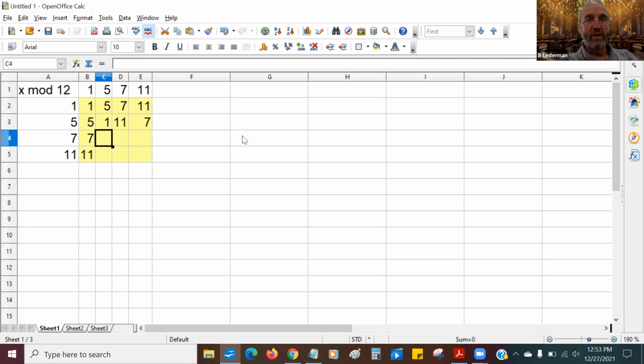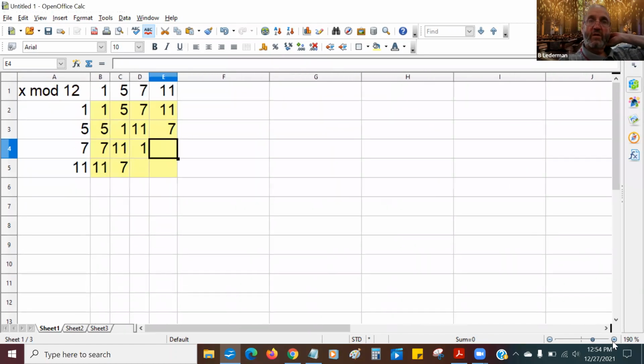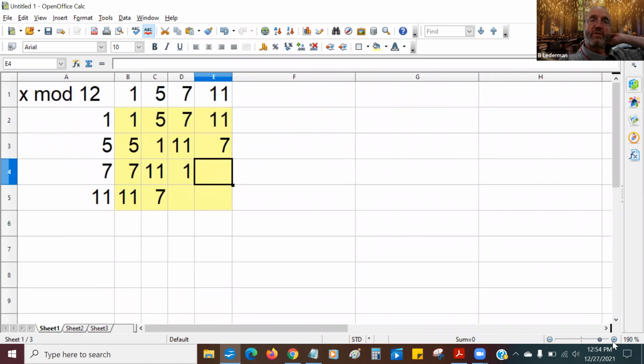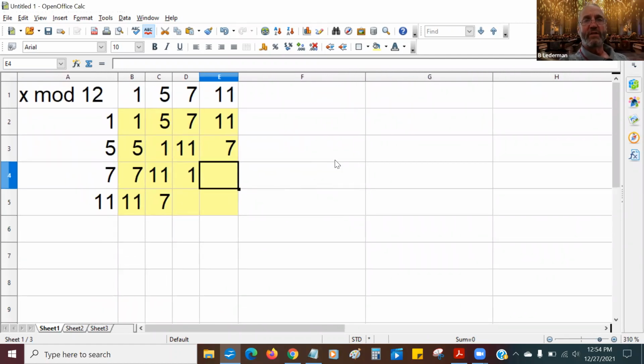And notice the symmetry here, because that's a 7. 7 times 7 is 49, but that's 1 more than 48, so it's the remainder of 1. 7 times 11 is 77, and 12 goes into 72, so the remainder is 5. And of course, again, that's going to be 5. And 11 times 11 is 121, which is 1 more than 120. So there we go.